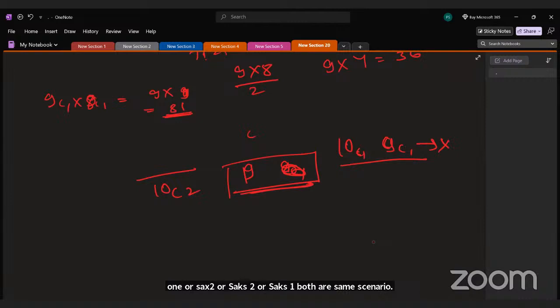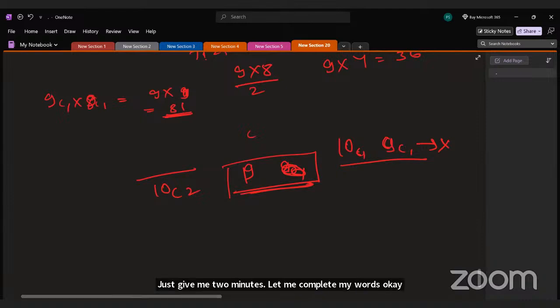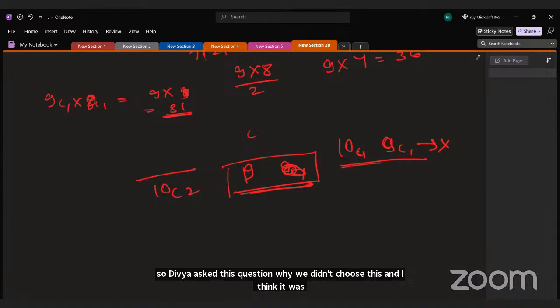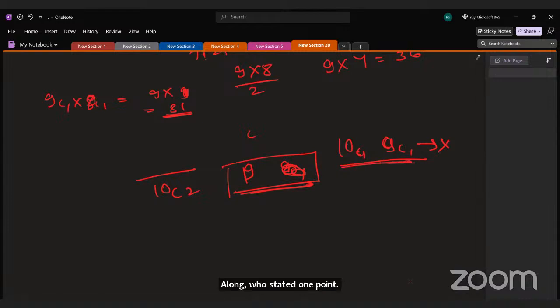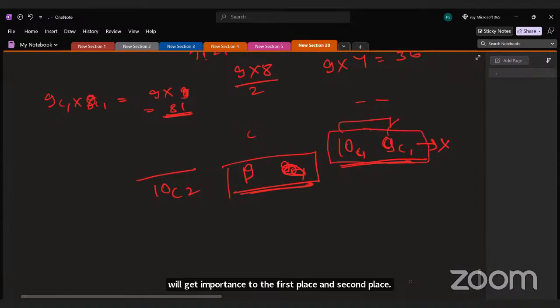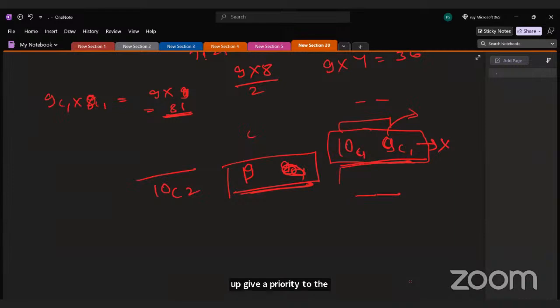sir, move on Yeah, to next. It is getting complex quite. just give me 2 minutes. Let me complete my words. Okay. Nobody will speak for 2 minutes at least now. Okay, so Divya asked this question why we didn't choose this, and I think it was Arunk who stated one point that in this case you will get importance to the first place and second place. Like on doing this way, you will give this will give a priority to the arrangement too. But in this case, the arrangement doesn't matter. That's why we are not following this way.